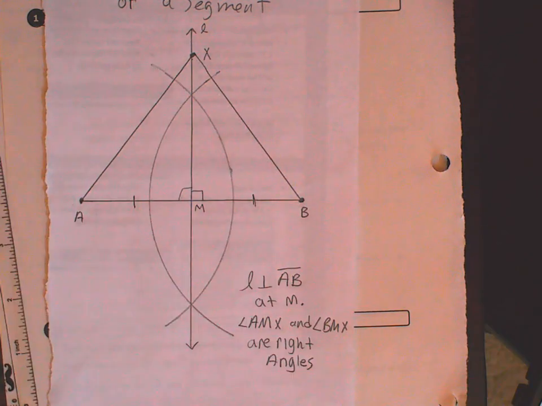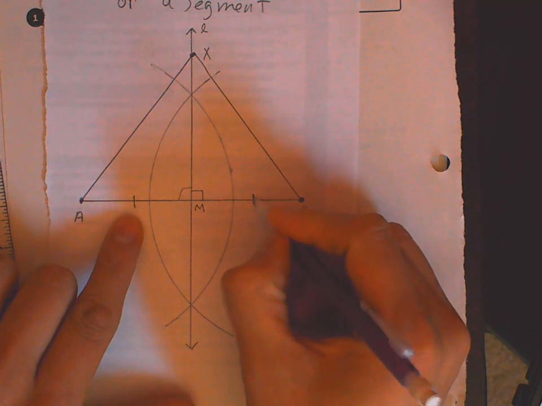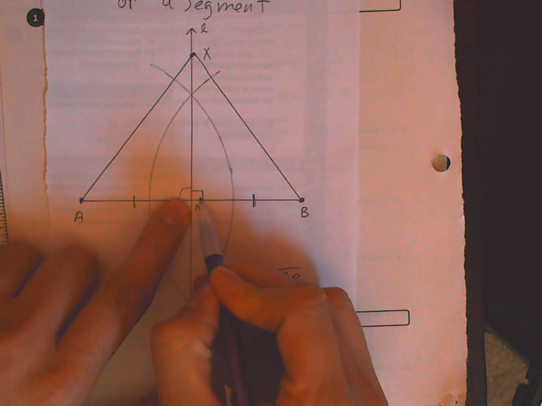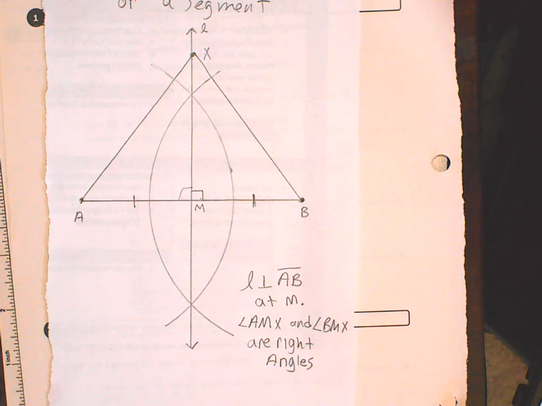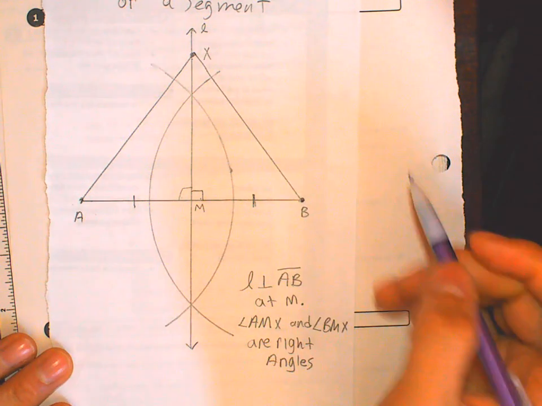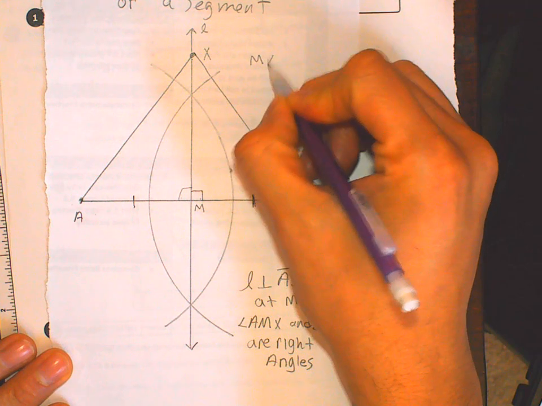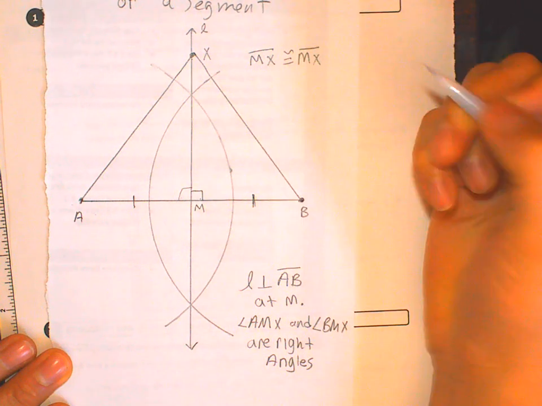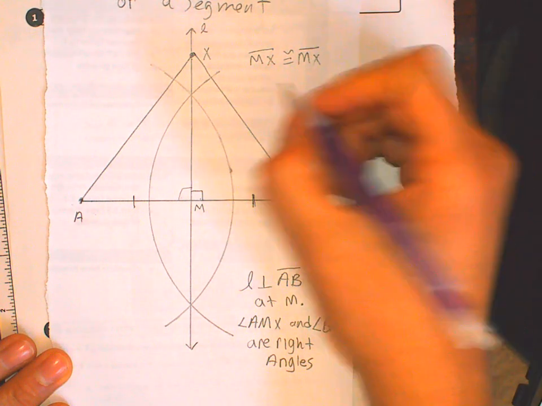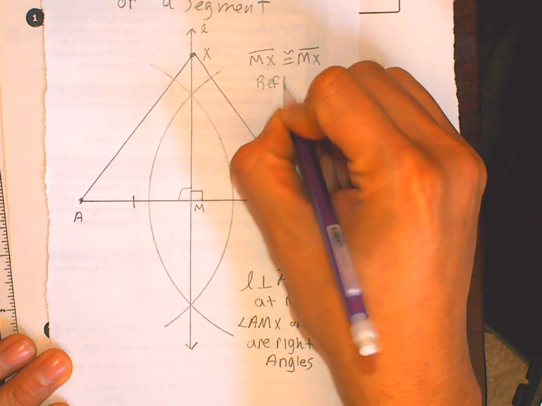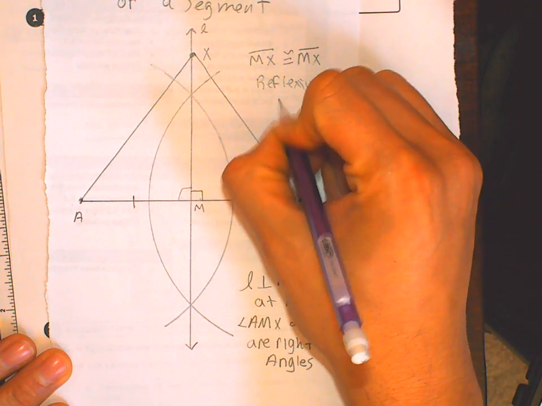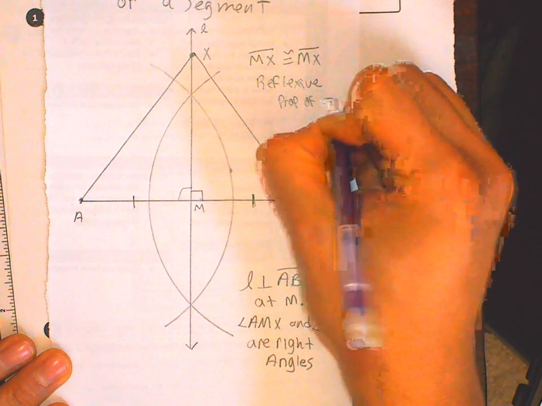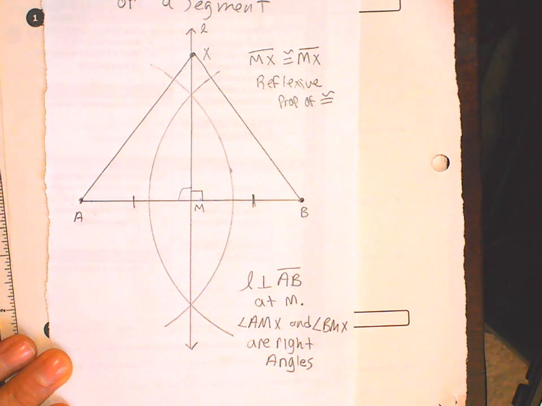Okay, so what you see here is two sets of triangles. One of the things I want you to notice is that we already have these two segments congruent. We already have this set of angles right here congruent. And now we are going to look at segment MX. Here, segment MX is congruent to segment MX. And why is that? Well, if you recall, this is the reflexive property of congruence.